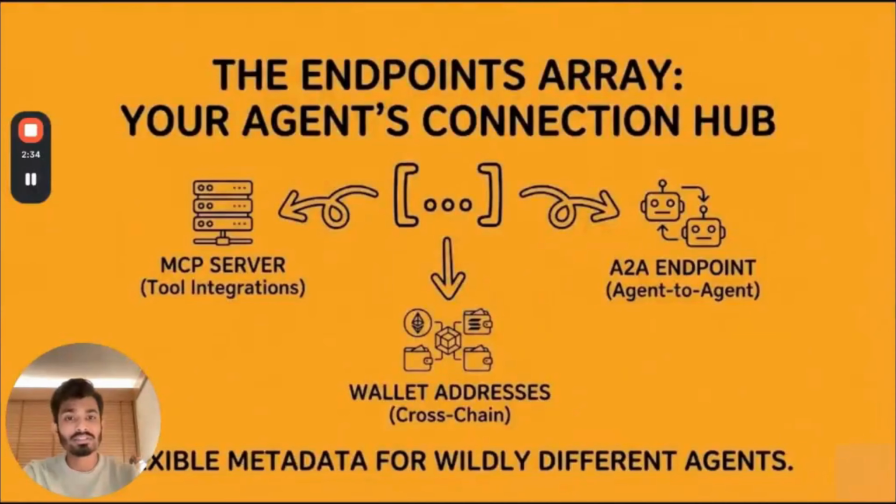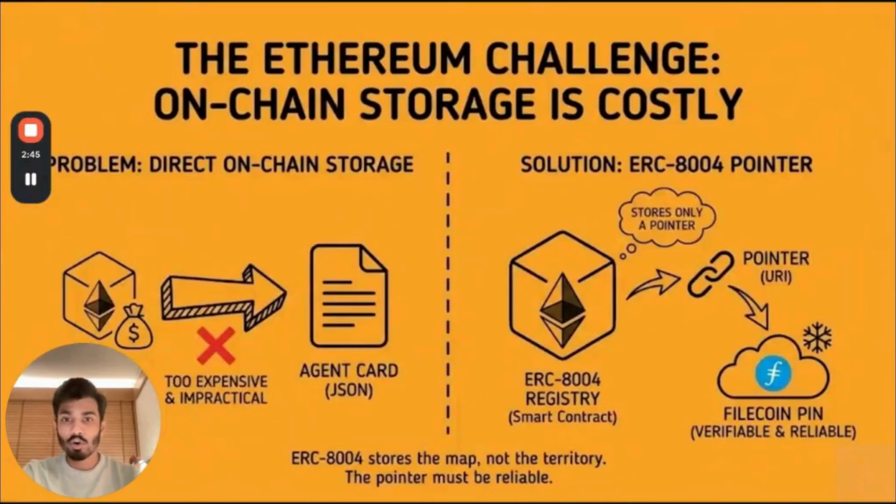The question now is where that file actually lives, and that turns out to be a critical decision. You can't store the agent card on chain because even a small JSON file would cost real money to put on Ethereum or any L2 for that matter. And the ERC-8004 registry doesn't actually store your agent card anyway. It stores the pointer to your agent card. So wherever that pointer points needs to be reliable.